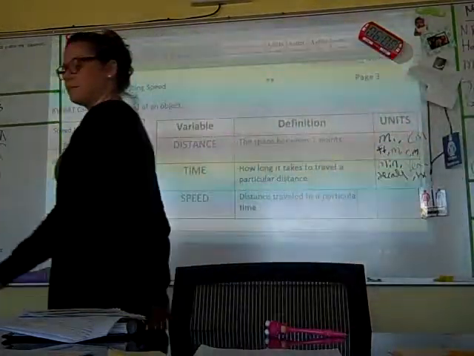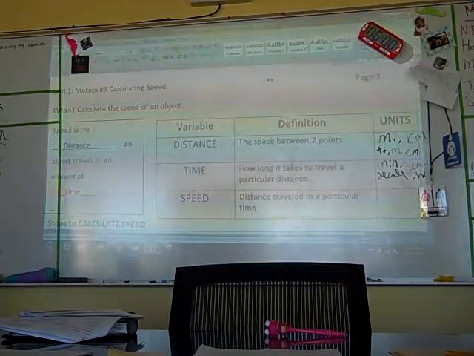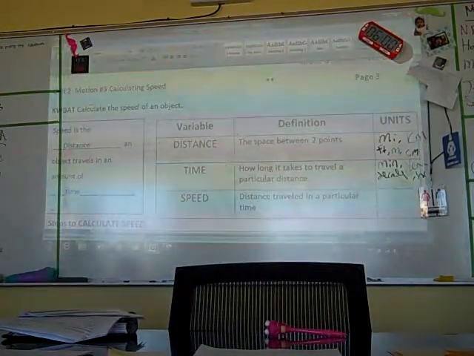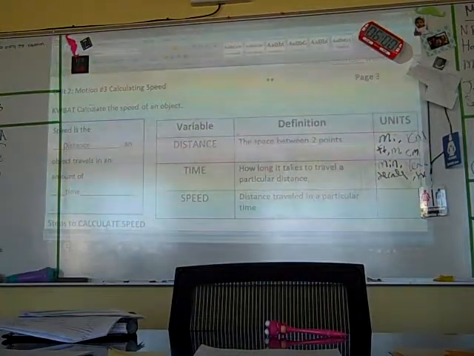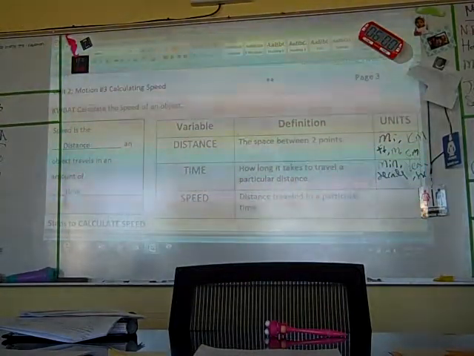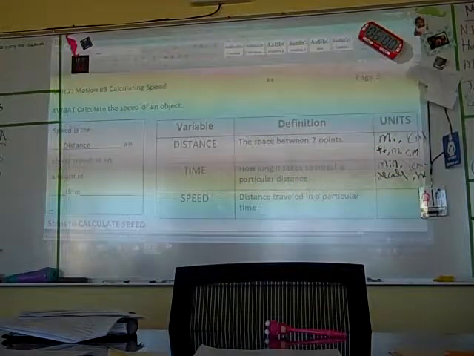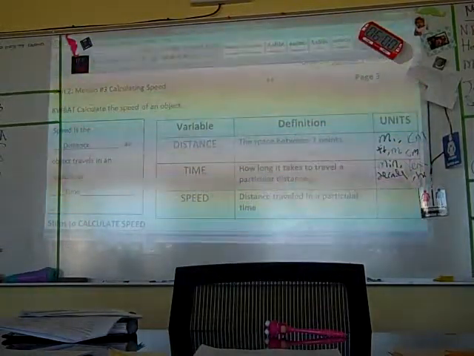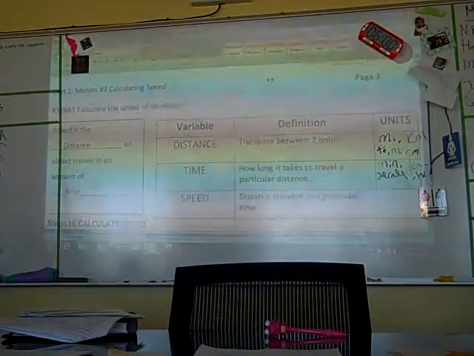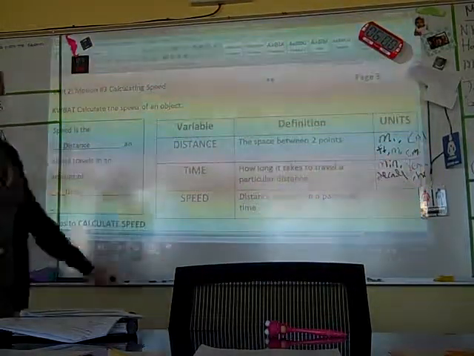Okay. Very last one. Speed. Read the definition. Let's go. Batu. Distance traveled in a particular time. Yep. And tell me some examples of speed. It's gotta include a distance unit and a time unit. Let's go.